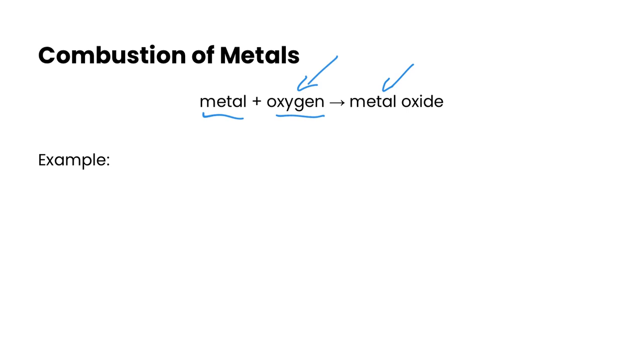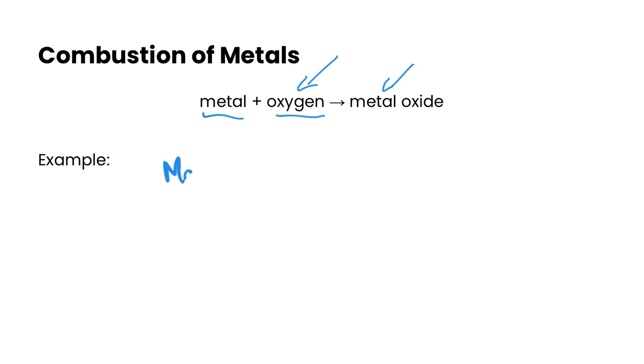We are oxidizing the metal, so we're gaining oxygen for the metal or we're losing electrons, and we're reducing the oxygens. We're losing oxygen or we're gaining electrons. So it is a type of redox reaction. Let's take a look at how that works then.